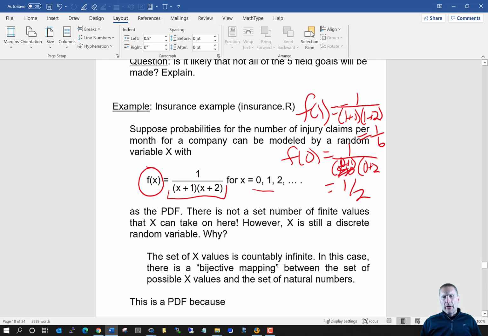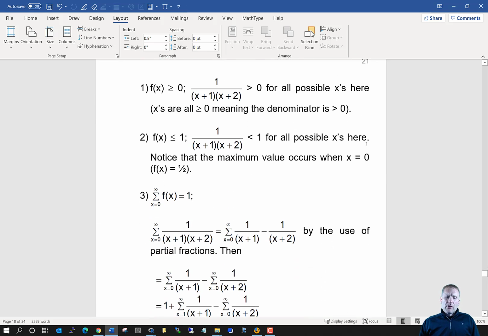Now, x here is still a discrete random variable, even though there are an infinite number of possibilities for the same random variable. Simply the reason why this is still thought of as a discrete random variable is, notice I can't have, let's say, 1.5 injury claims. I can't have 1.1 injury claims. I can have 1, I can have 2, but I can't have anything in between. You can use the same kind of logic for between 2 and 3, between 3 and 4, and so on.